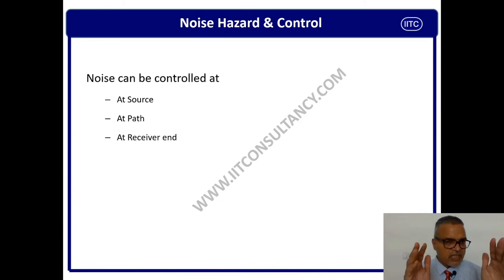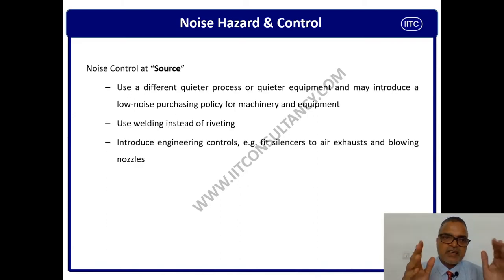Guys, as we have seen, noise can be controlled at the source, at the path, and at the receiver end. How is it to be done? We will see in the following slides. Noise can be controlled at the source. Use a different or quieter process or quieter equipment, and introduce a no-noise purchasing policy for machines and equipment. So use a quieter process or quieter machine. Use welding instead of riveting.